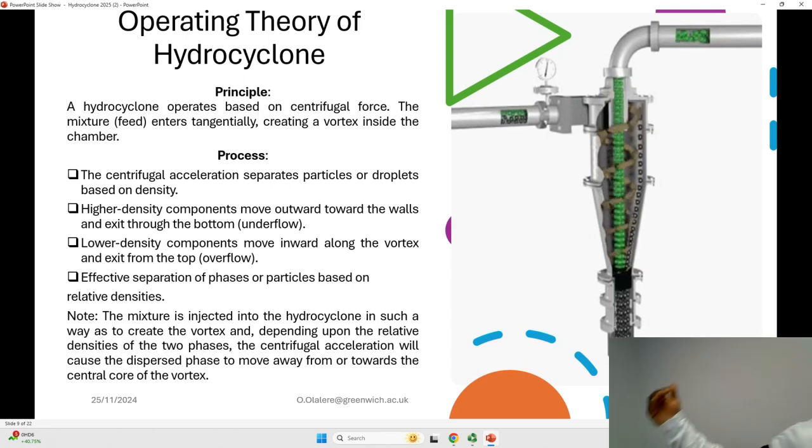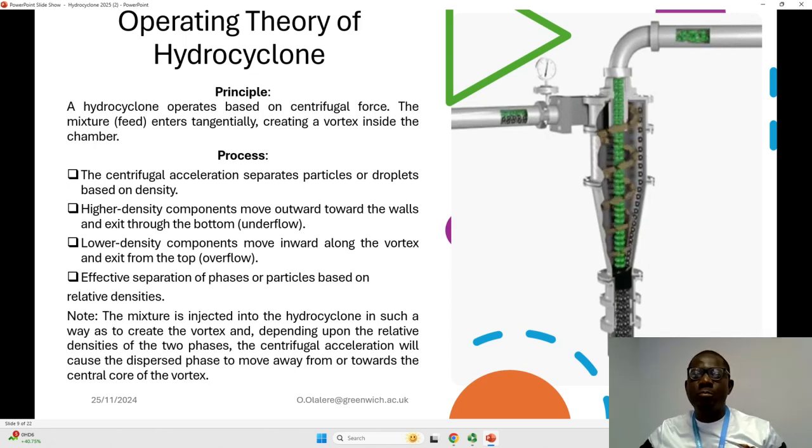For example, you introduce your feed like this, right? Centripetal will do like this. It's more or less like you want to throw a sling. You understand? No, centrifugal has to do it down. That's based on gravity. Yeah. So now, the higher density component moves outward towards the wall and exits at the bottom.